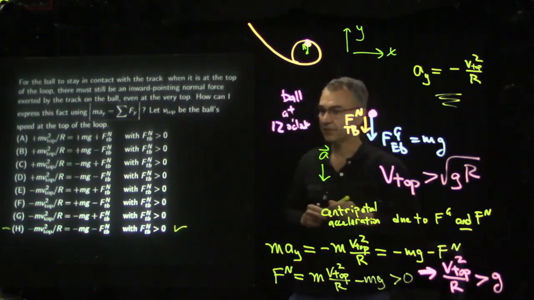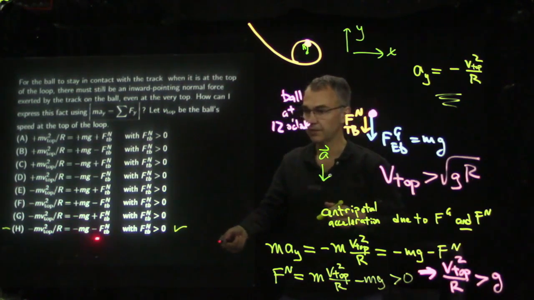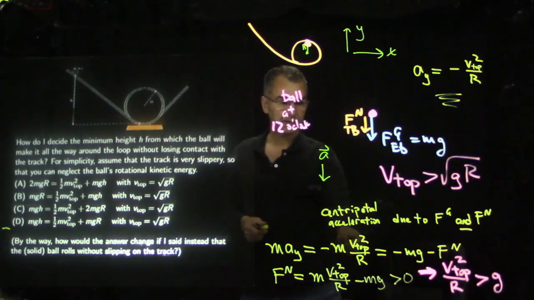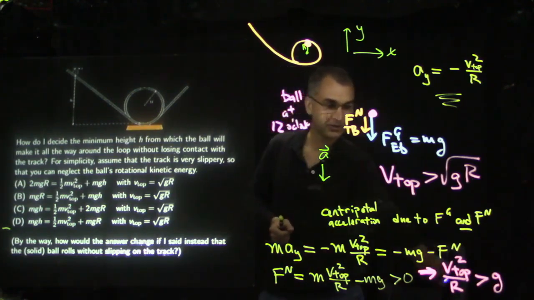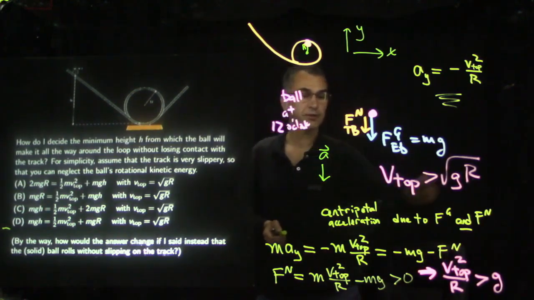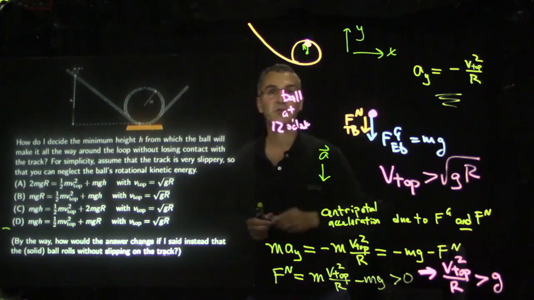I think I like H here, hotel. Minus m v top squared over r equals minus mg minus F normal, and you want F normal to be bigger than 0. So writing down F equals ma, and then solving for the statement that F normal is bigger than 0, tells you need v top squared over r to be bigger than g. That means you want v top to be bigger than the square root of gr. So now what does that imply for how much initial gravitational potential energy you need so that you have at least that big a speed when you get to the top?